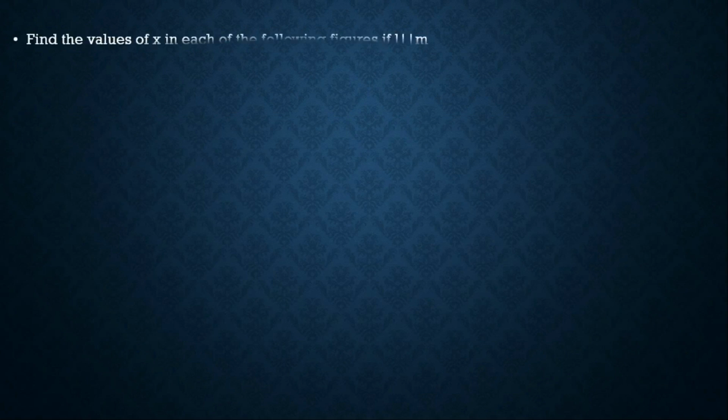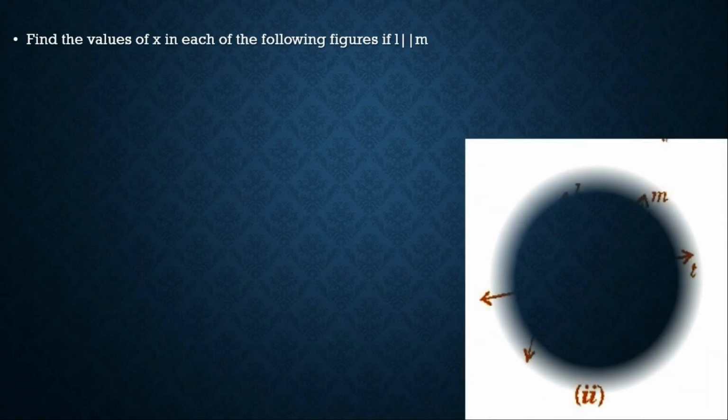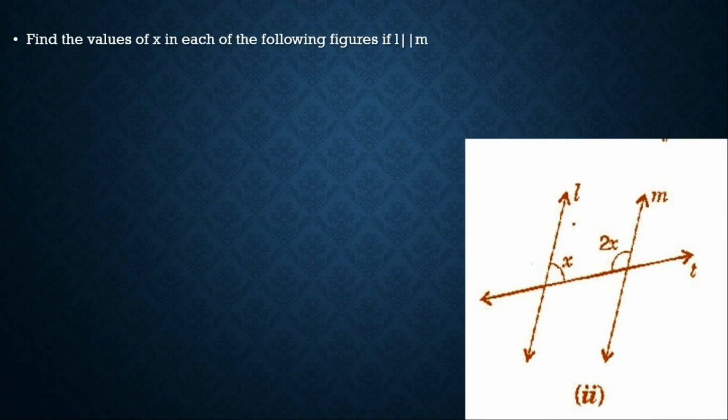Now let us solve another problem. Find the value of x in each of the following figures if L is parallel to M. So here is another figure. Line L and line M are parallel, and this is the transversal line. Now we have to find the value of x, and x and 2x are interior angles, right? So as discussed in the previous case, we know that these angles are forming supplementary angles.